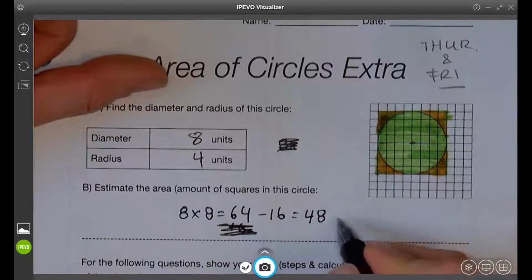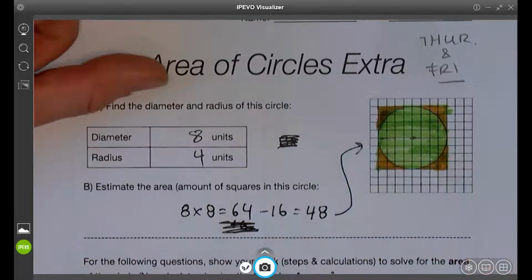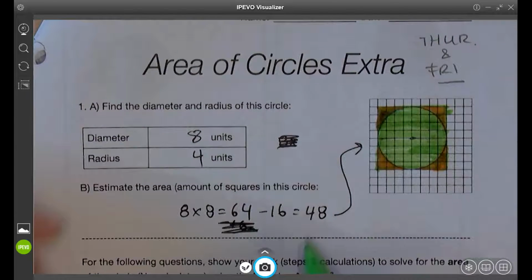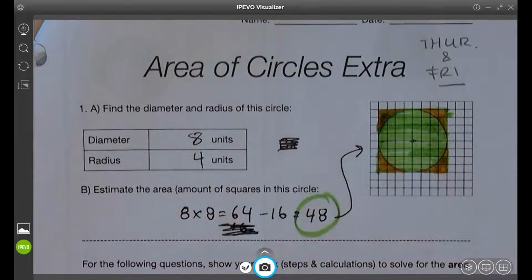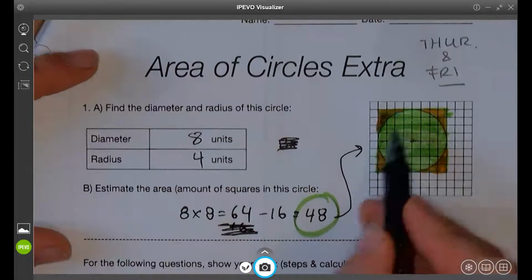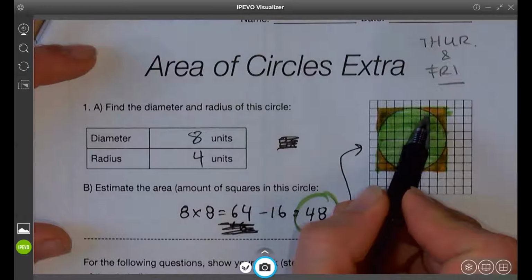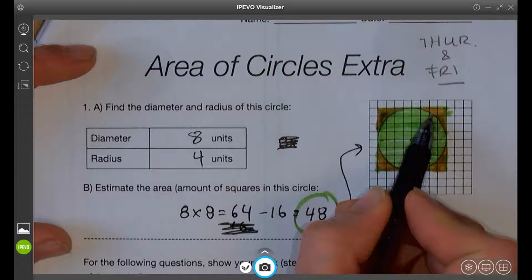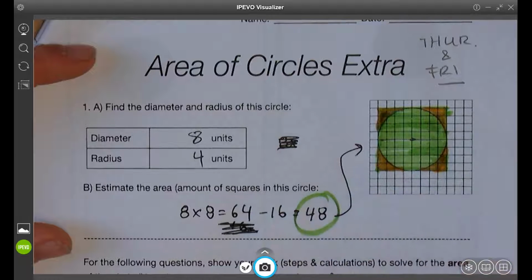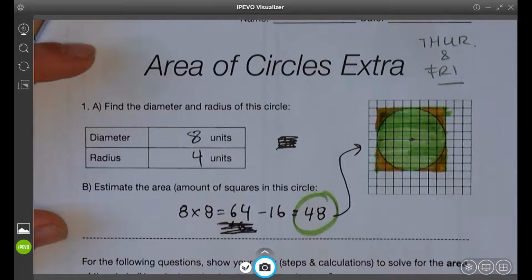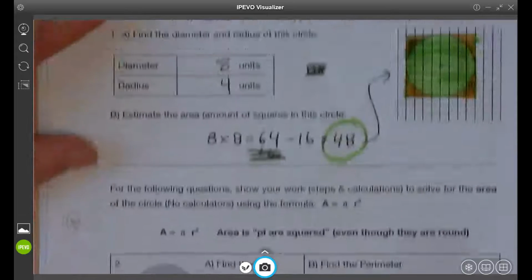Okay, so there should be about 48 in that green circle. About. But is there a way to calculate the exact amount? Because I was estimating there. If we zoom in here, that is not a half a square. That's not really a quarter of a square. That's not a full square. So you have to do some estimating. Okay. So without estimating, you can calculate it.